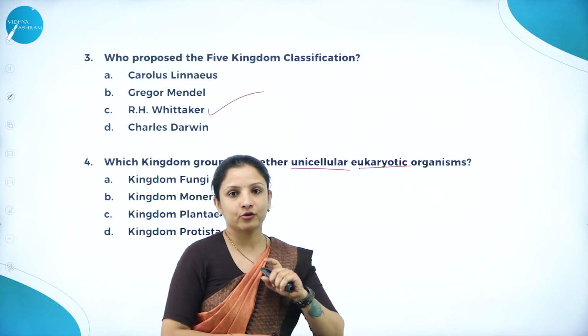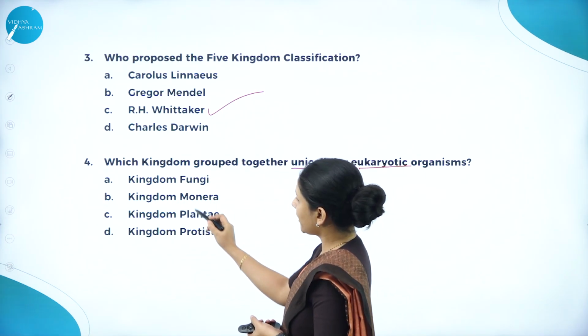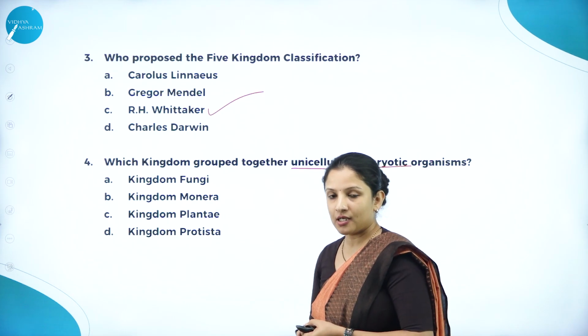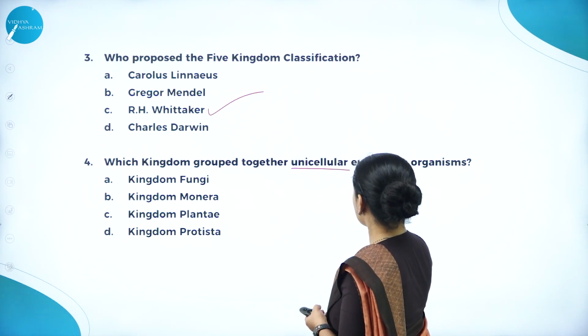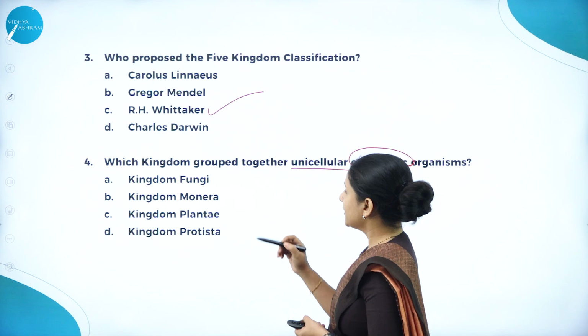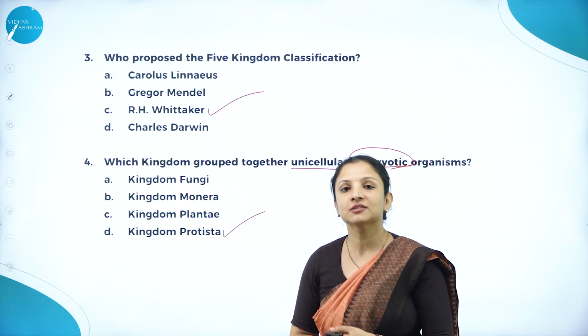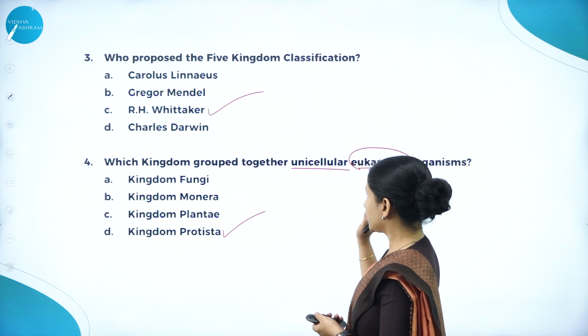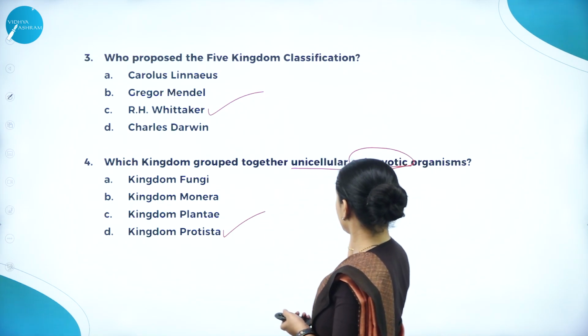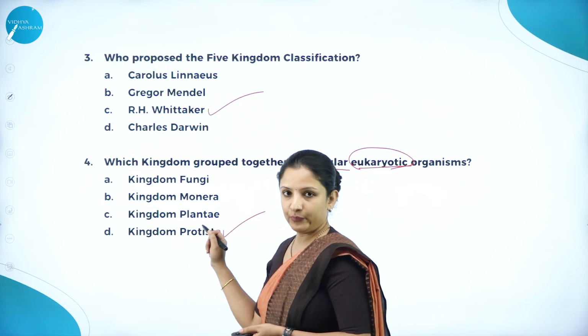So, what are we concerned about here? Unicellular eukaryotic. Unicellular, here Monera and Protista both are unicellular. Now, we have to find out which is eukaryotic, right? So it is kingdom Protista, because kingdom Monera is prokaryotic. Therefore, the right answer here for eukaryotic unicellular is kingdom Protista.